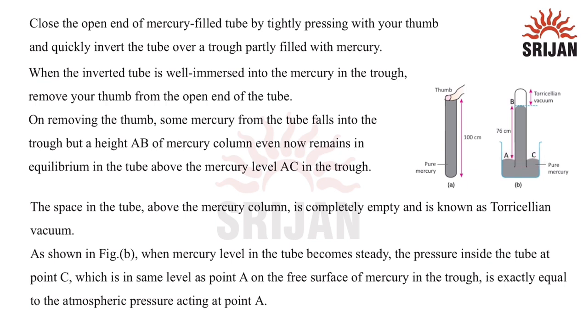Now the space in the tube above the mercury column, that is this space, is completely empty and is known as Torricellian vacuum. As shown in figure B, when the mercury level in the tube becomes steady, the pressure inside the tube at point C, that is this point, which is at the same level as that of point A on the free surface of the mercury in the trough, is exactly equal to the atmospheric pressure acting at point A.